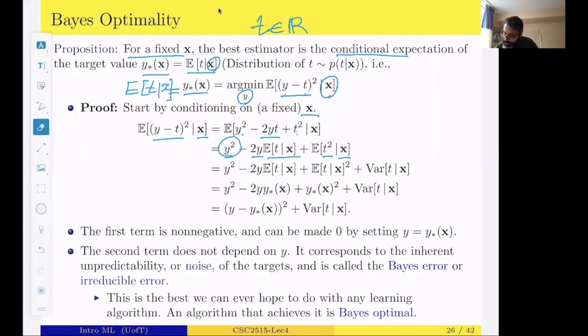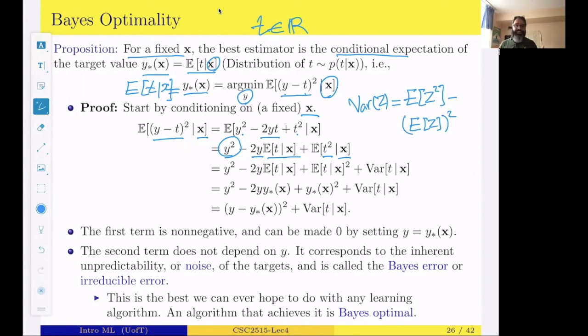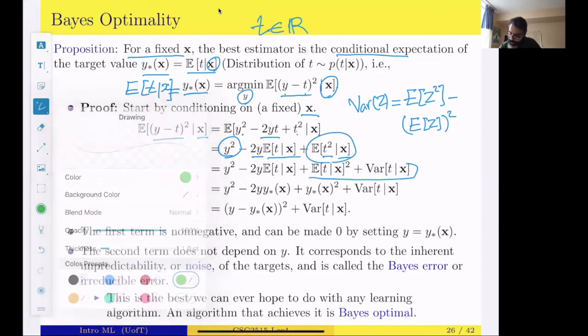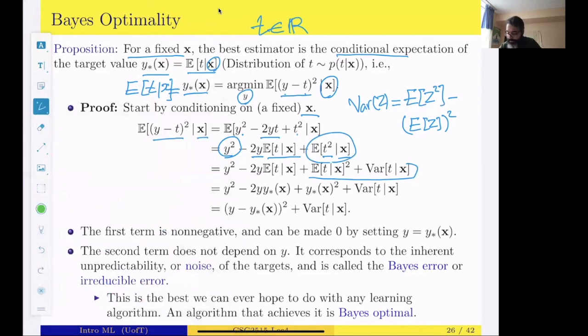And then what we can do is relate the expectation of t squared to the variance of t. So remember that for a random variable, maybe z, we can write it like this: the variance of z is the expectation of z squared, the second moment, minus the expectation of z, the mean, squared. So here, from this point to these two points, I just used what I have there.